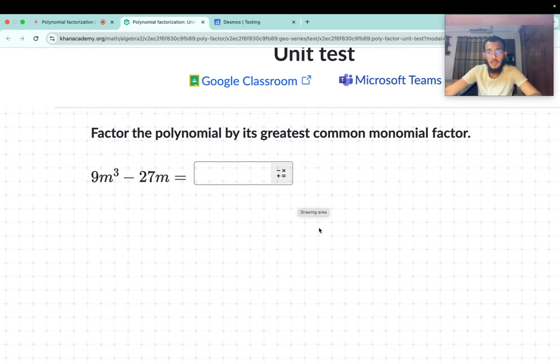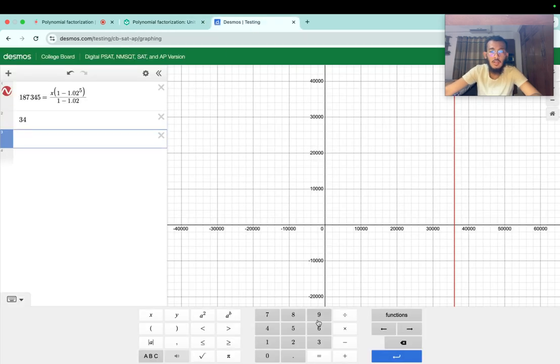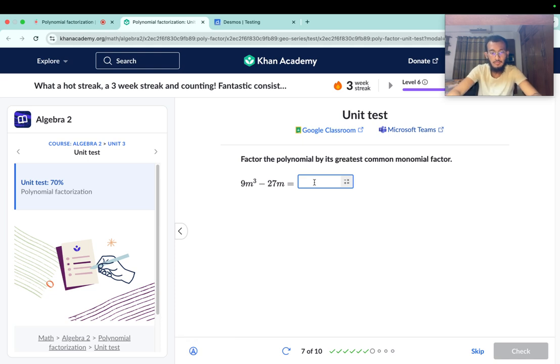Factor the polynomial by its greatest common monomial factor. I can take out 3, not 6, not 9, because 27 is not divisible by 6. It's divisible by 3, so 9. So I can take 3m out. So we have 3m squared negative 9. 3 3s are 9, m cubed, negative 9 3s are 27 m. So 3m times 3m squared negative 9.